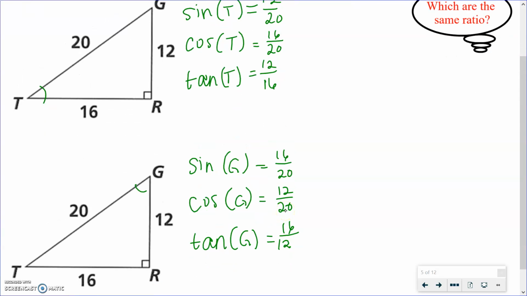And so you'll notice that if we're using the same right triangle with the same measures, the cosine of angle T is the same as the sine of angle G, and the sine of angle T is the same as the cosine of G. And that should always be true.